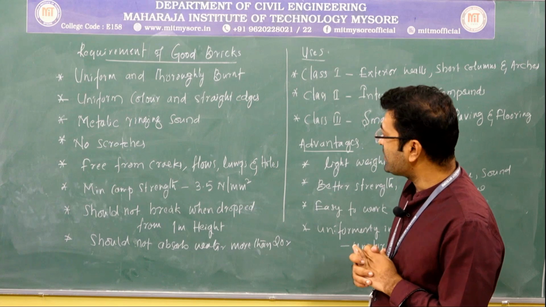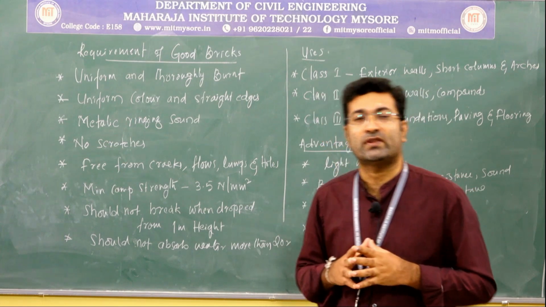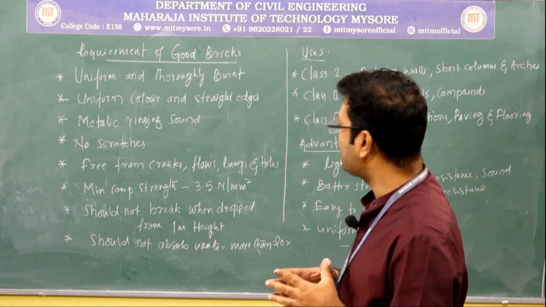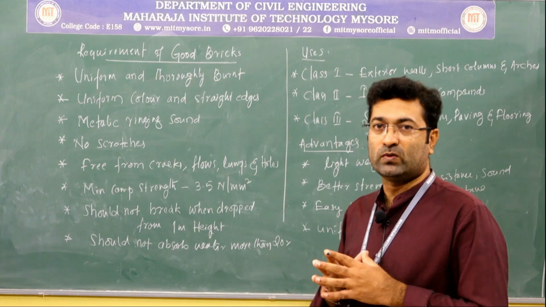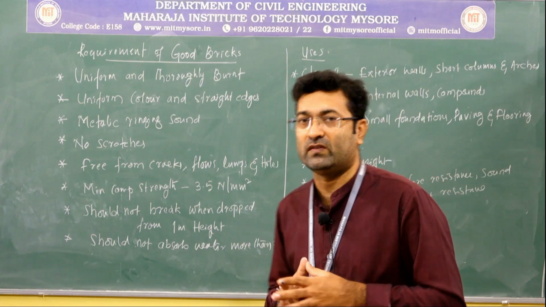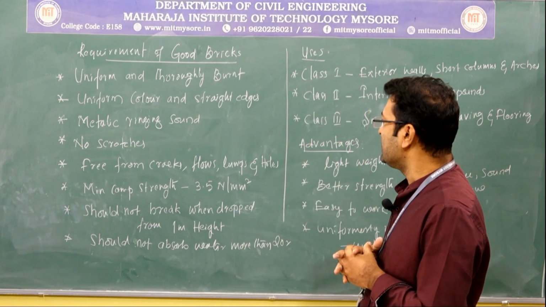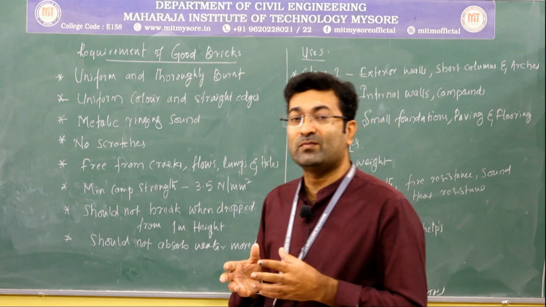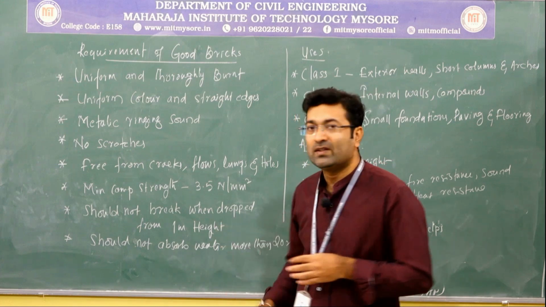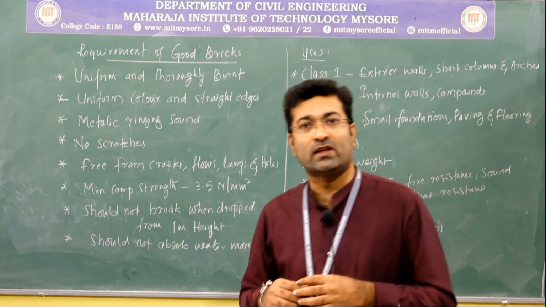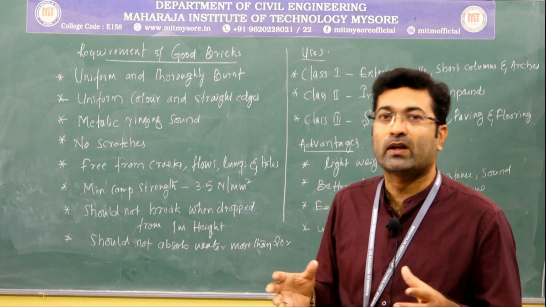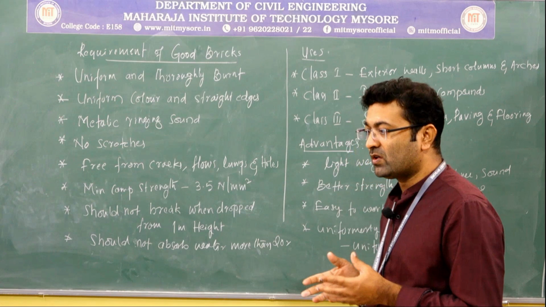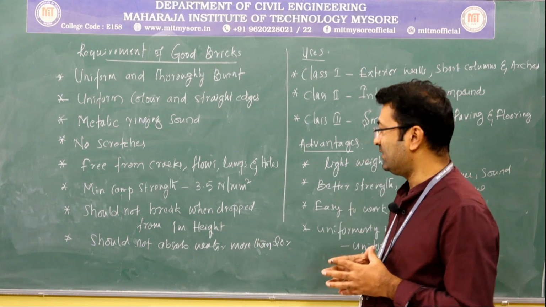As I mentioned earlier, when you test under a compressive testing machine, the minimum compressive strength should be 3.5 newtons per millimeter square, or 3.5 MPa. And the most important, most practically tested method is this one: when you drop the bricks from 1 meter height, they should not break into pieces. It is a very common test that we do in the practical field.